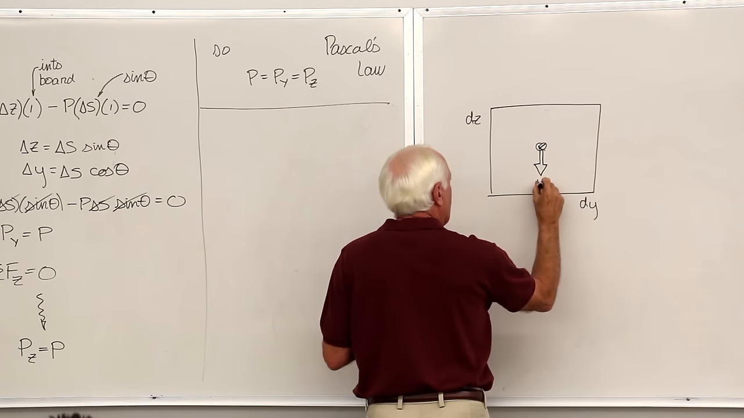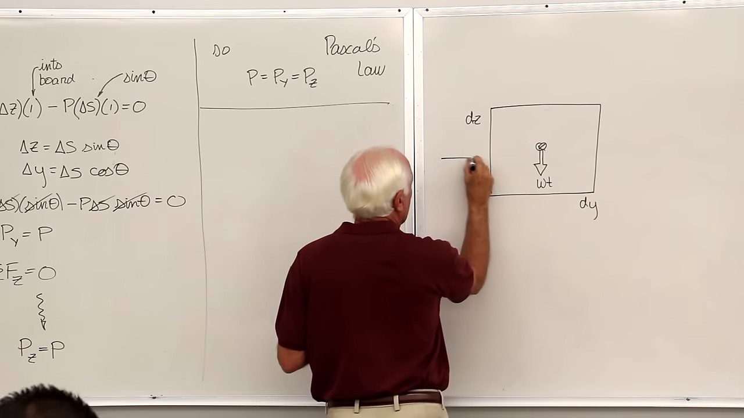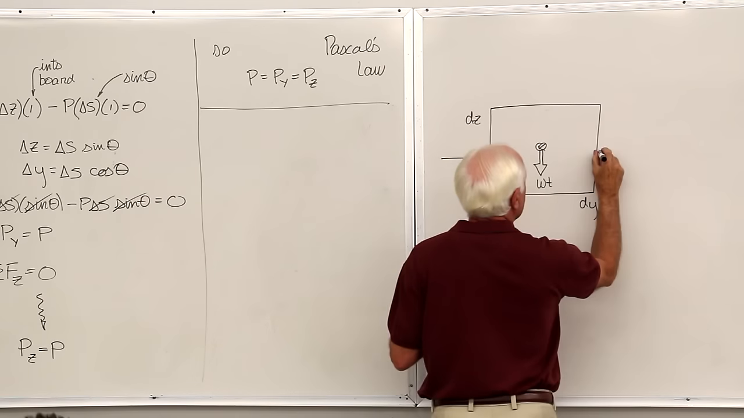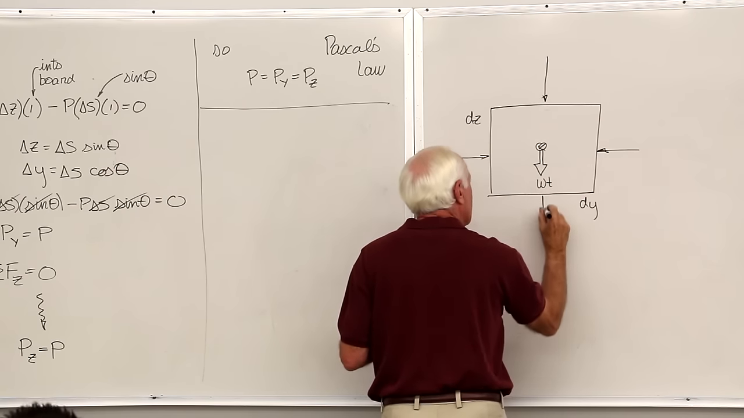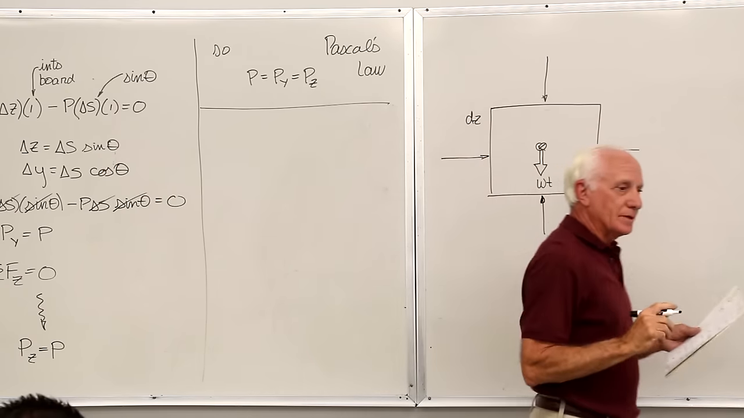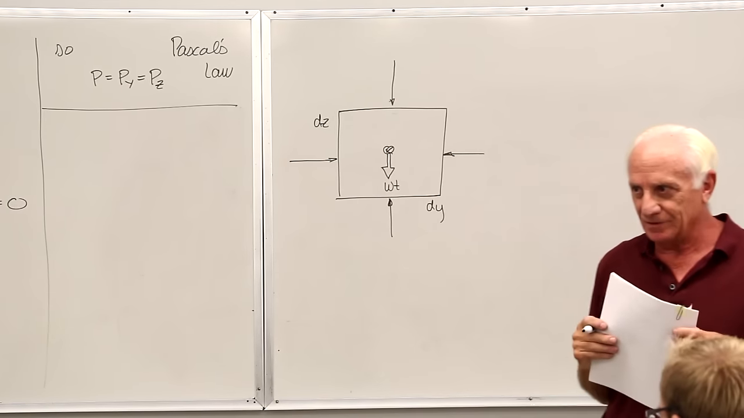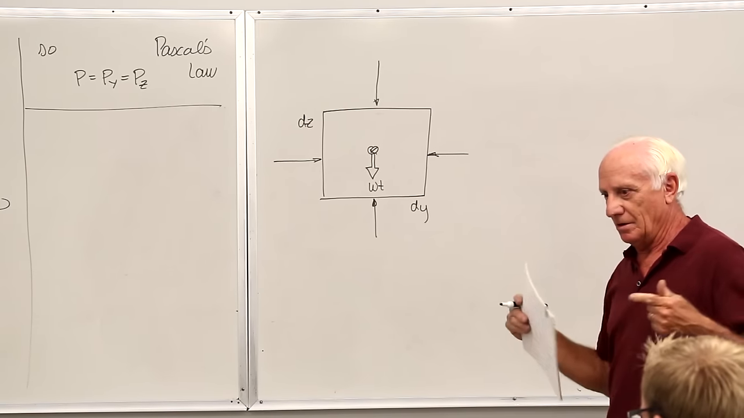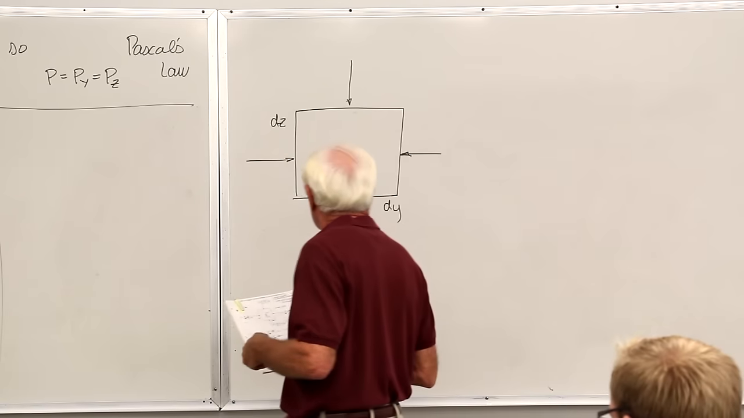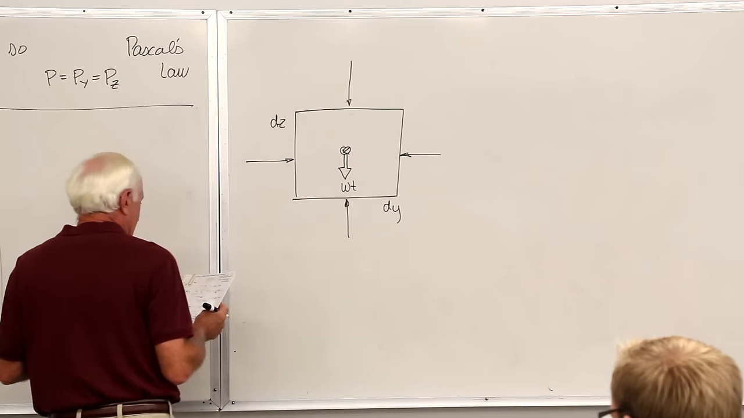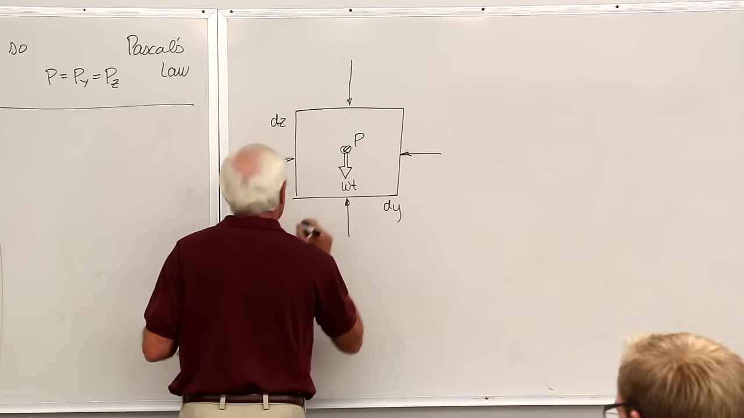There's the weight. There's a pressure force on the left side, pressure force on the right side, pressure force on the top, pressure force on the bottom. All the arrows point in because, of course, pressure is a compressive stress. They all push on the fluid element. Okay, let's label some of these pressures. The pressure right in the middle we call P.